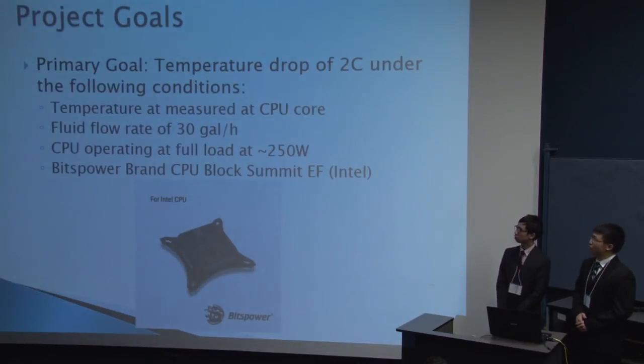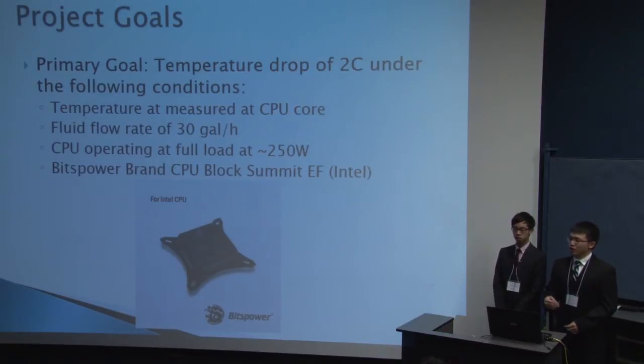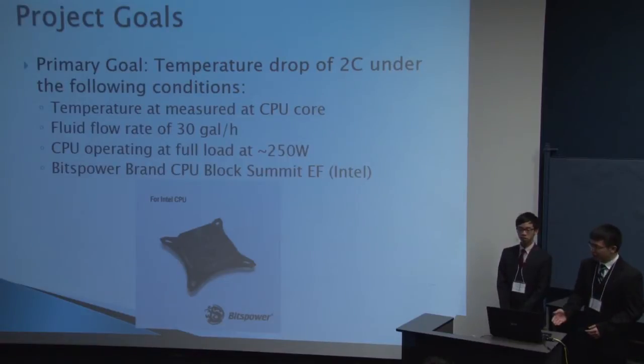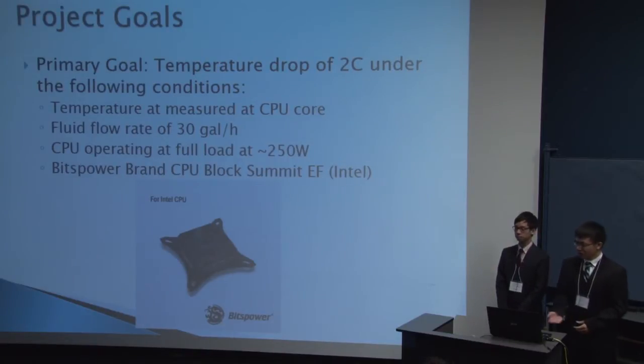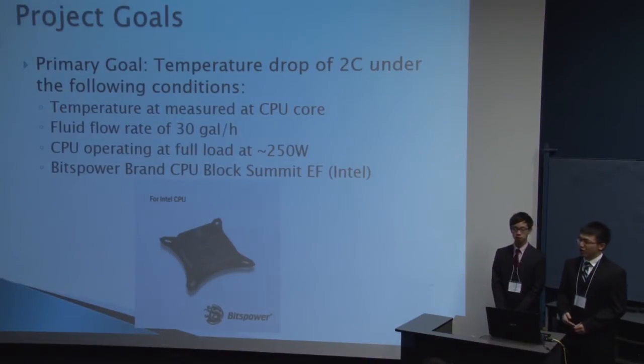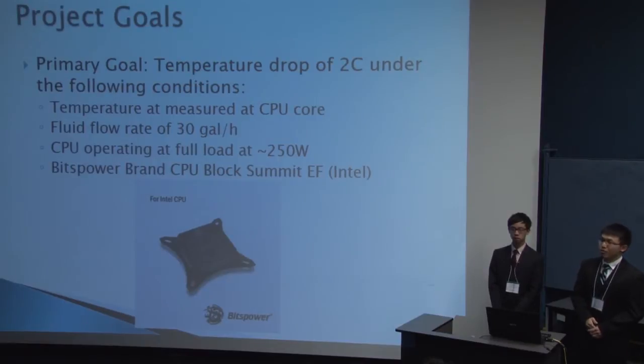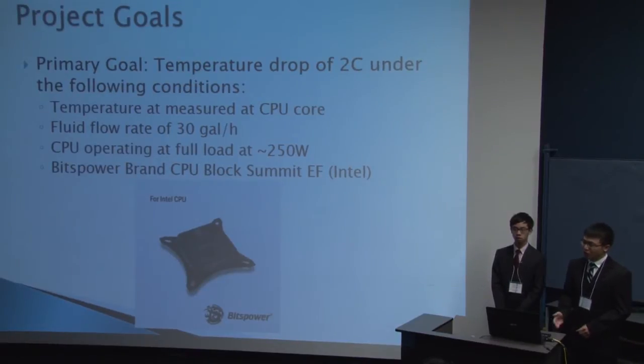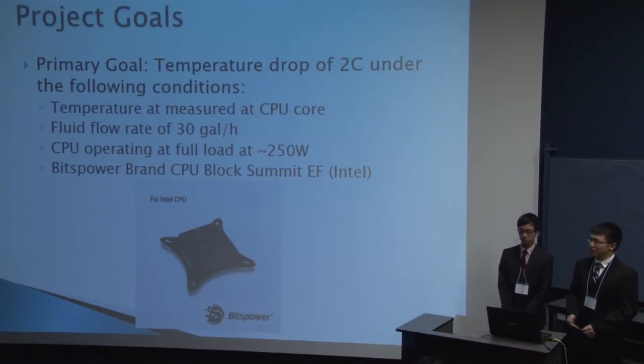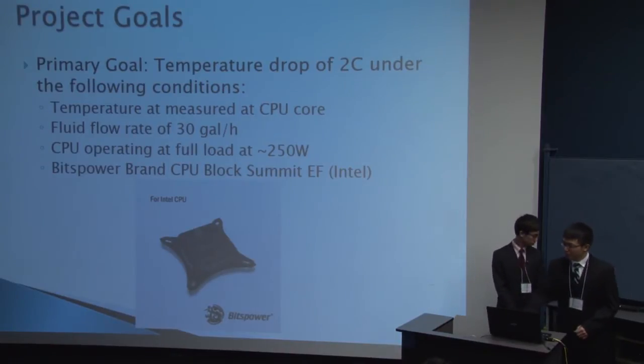So the primary goal of our project is to design a system using nanofluid that would have a drop in temperature of approximately 2 degrees Celsius when compared to a water system. So our temperature would be the CPU core. We had a flow rate of about 30 gallons per hour. Our CPU would be operating at full load, which is about 250 watts of heat generation. We'll be using a cooling block made by Bits Power.